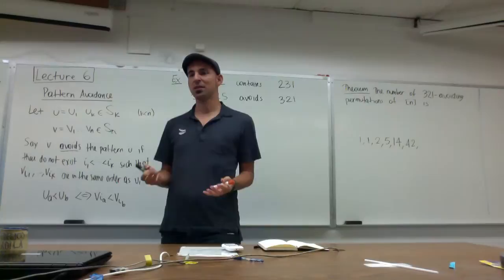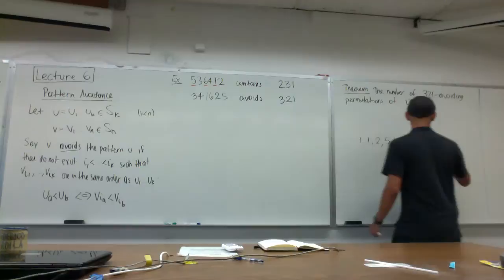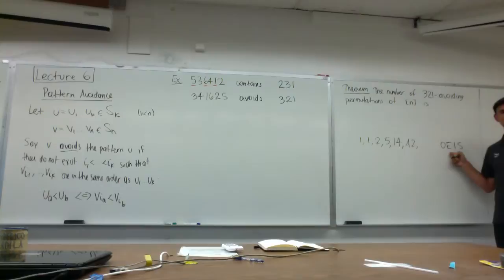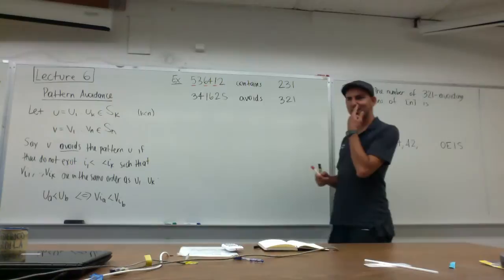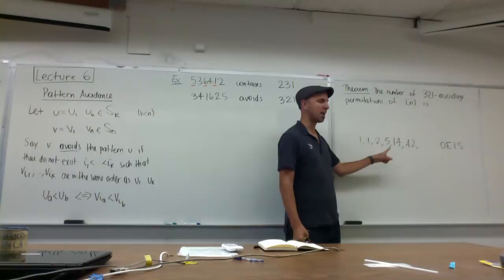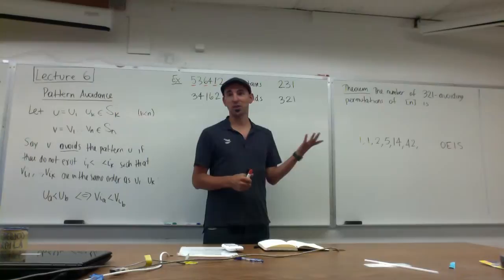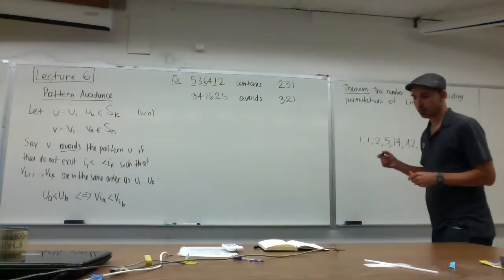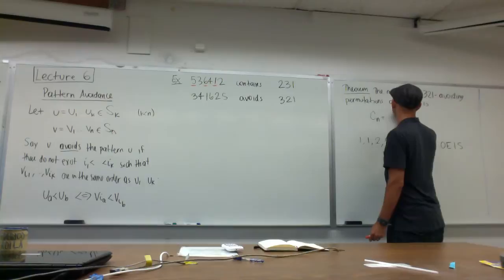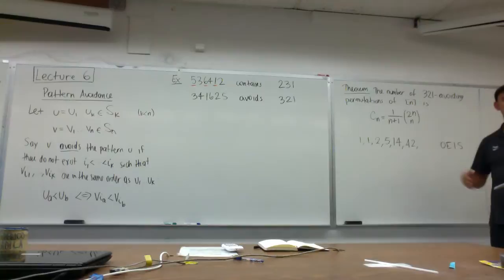Maybe you recognize them, maybe you don't. If you recognize them, then you have something to prove. If you don't recognize them, then you go to this thing called the Online Encyclopedia of Integer Sequences. So to do that, you Google OEIS. I think it's OEIS.org, I forget. But anyway, you type 1, 1, 2, 5, 14, 42, enter, and then the encyclopedia will tell you everything that it knows about that sequence.